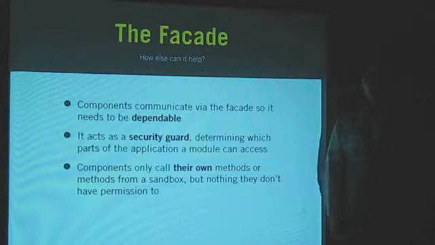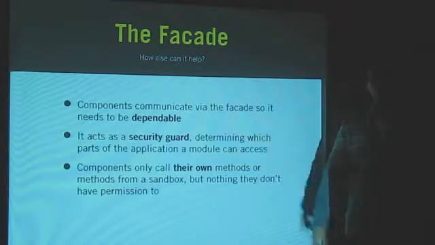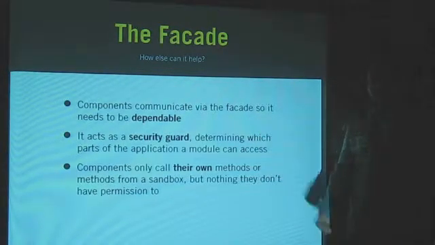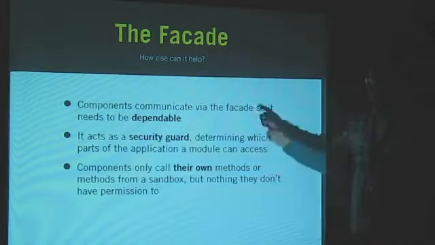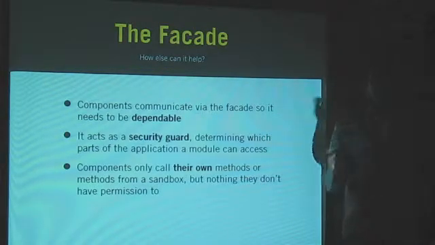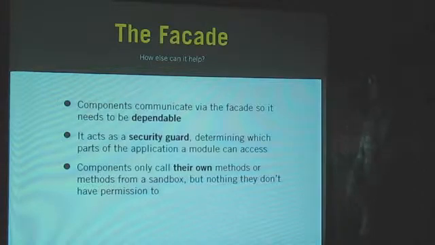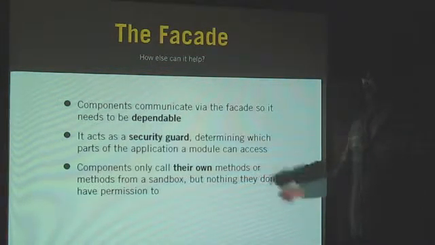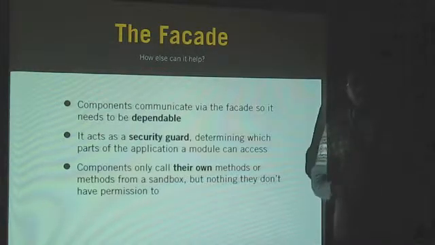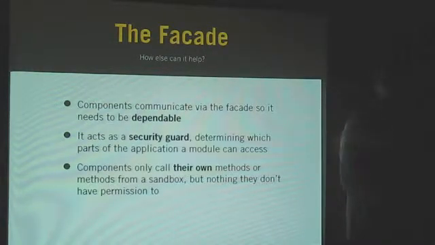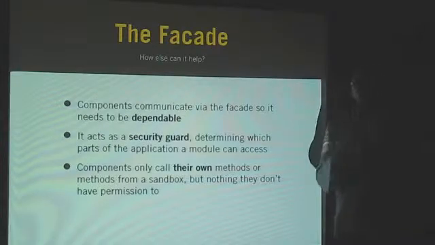Our facade needs to be dependable, especially if everything in our application is going to be piping communications through it. It's important for this to work properly. Like I said, it's going to work as a permissions manager. Think of it as a security guard. And components are only going to be able to call their own methods or methods from within a sandbox. Now this comes back to the whole thing about trying to develop modules in a way that are decoupled, so not depending on other modules where possible. Ideally, if things don't have to touch other things, that means that they can't break them.